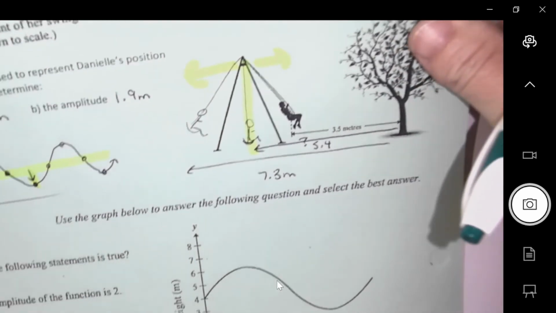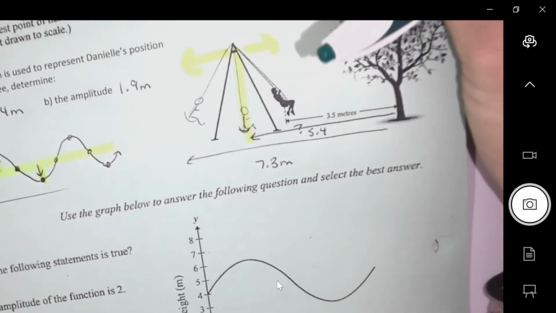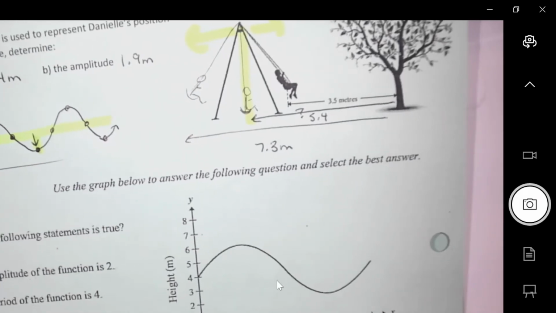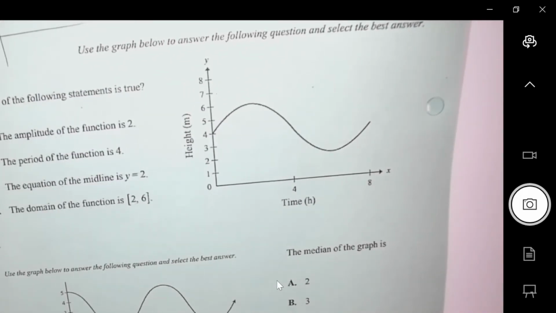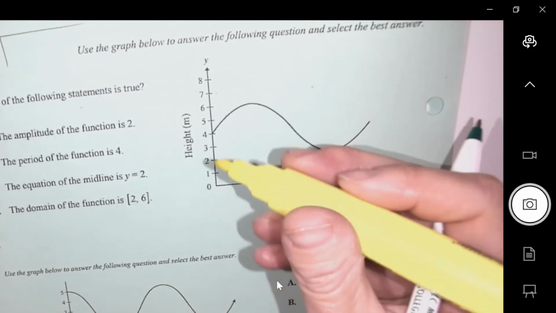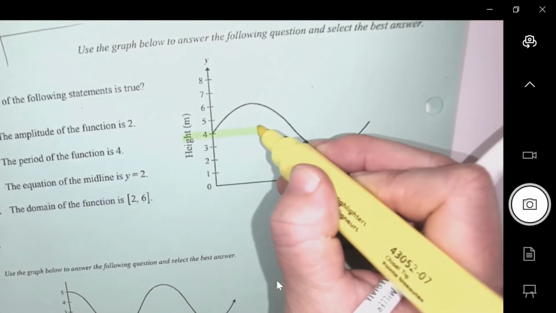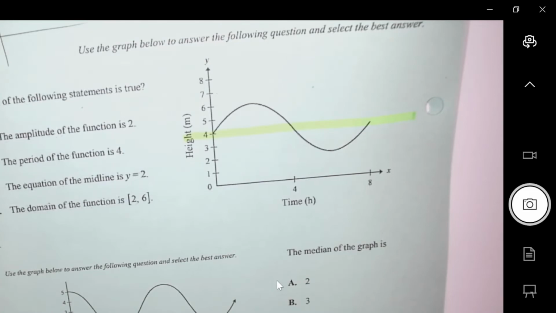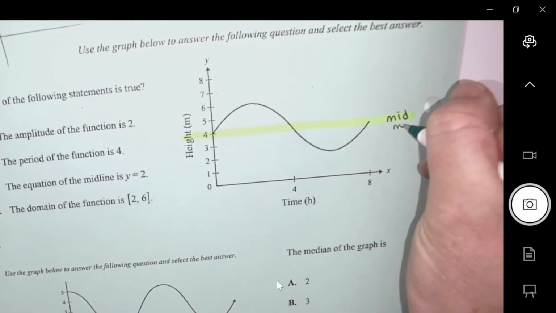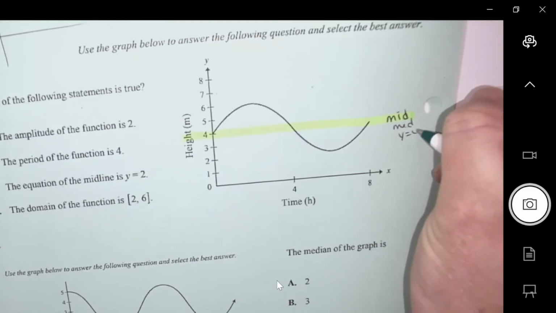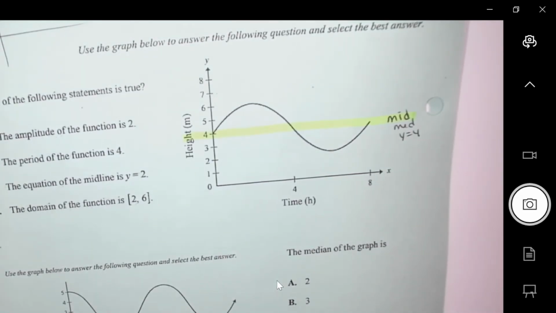Okay, I'm going to do one more question with you. So number 2. Let's highlight some things here. Do we know what number's in the middle? What's the median here? 4. So if I'm to pick, the median or the middle is a 4.